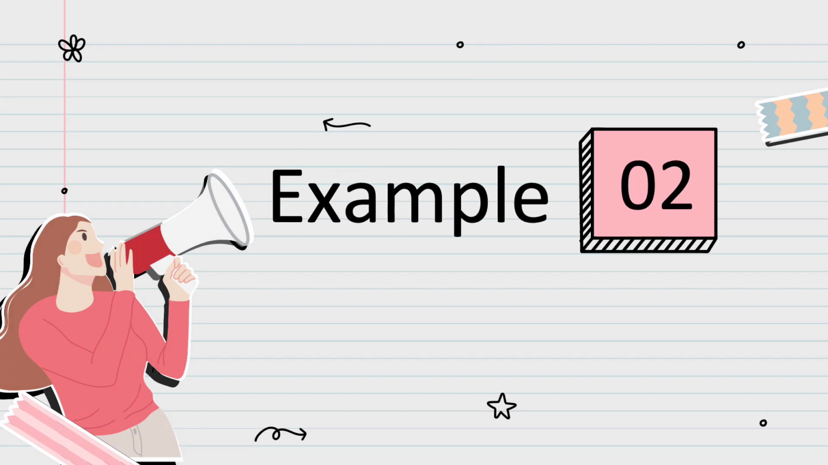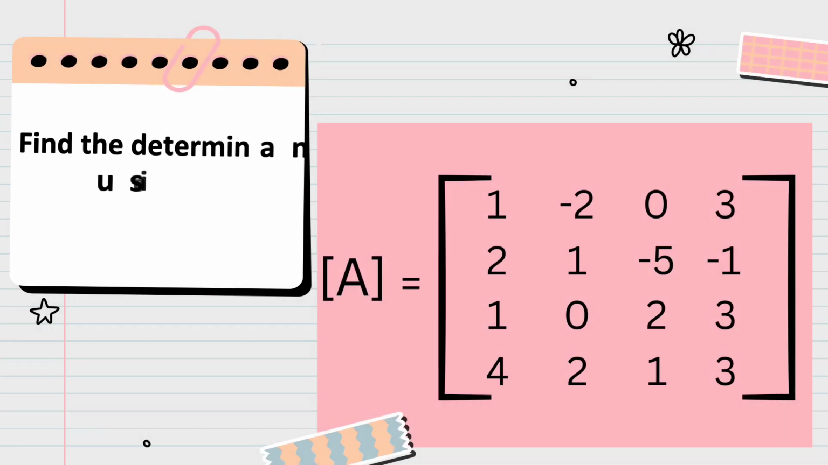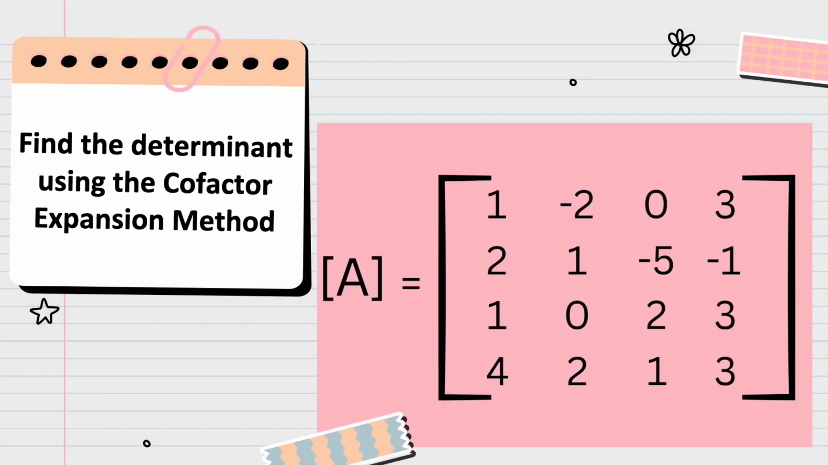So now, I will give you another example in a 4 by 4 matrix, but this time, we will be using the cofactor expansion formula. The direction here, of course, is to find the determinant of A using the cofactor expansion method in a 4 by 4 matrix. So there are 5 steps in solving this.